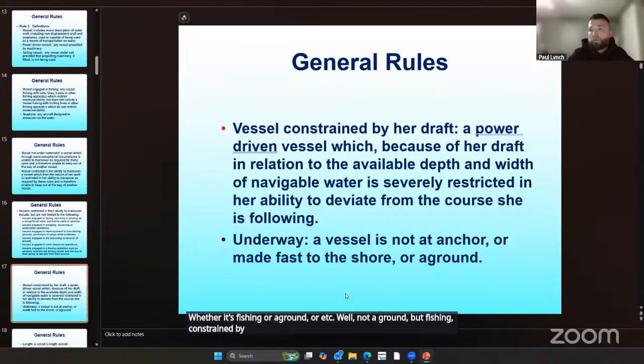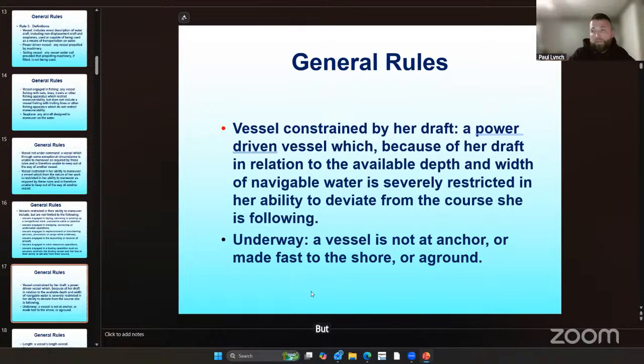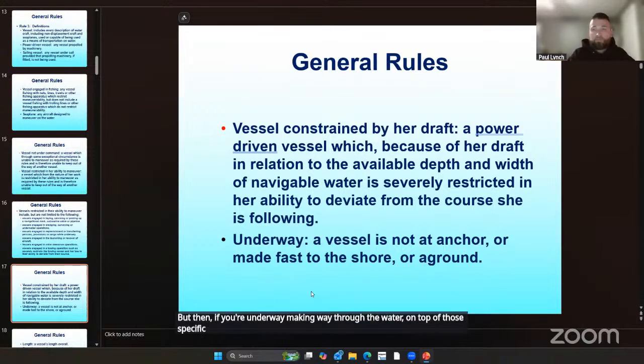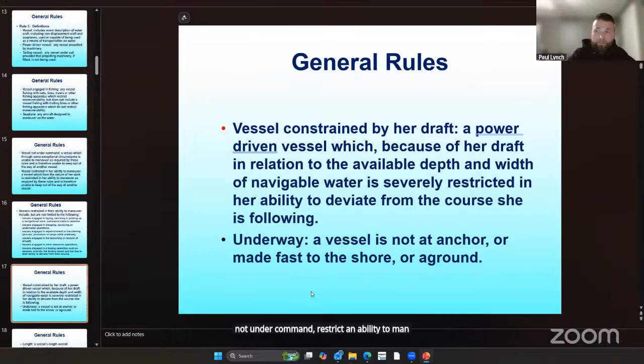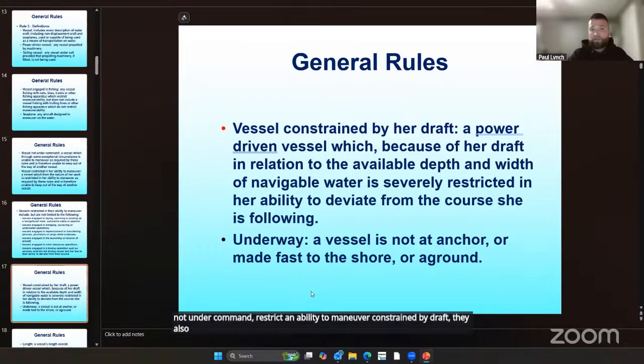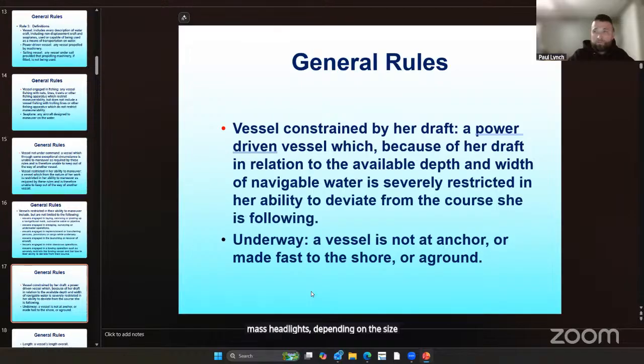That's what I meant. But then if you're underway making way through the water, on top of those specific designated lights for fishing, not under command, restricted ability to maneuver, constrained by draft, they also have to have their sidelights on, masthead lights depending on the size, and a stern light if it's over a certain amount of meters.